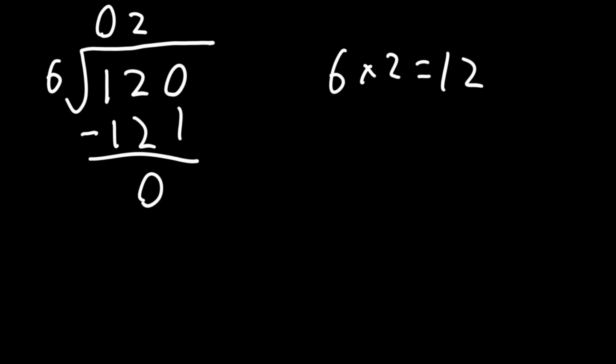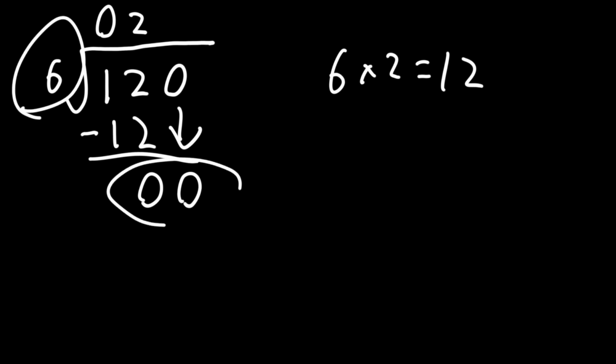Then we have to drag down the next number, which is also 0. Now, if the base here was just 1 0, then we can stop. But notice how there's 2 zeros, so we have to keep going. How many times can 6 go into 0?